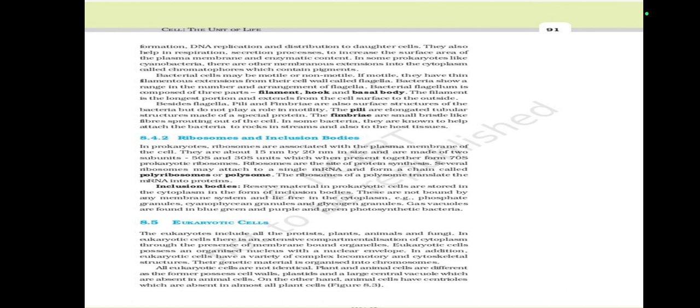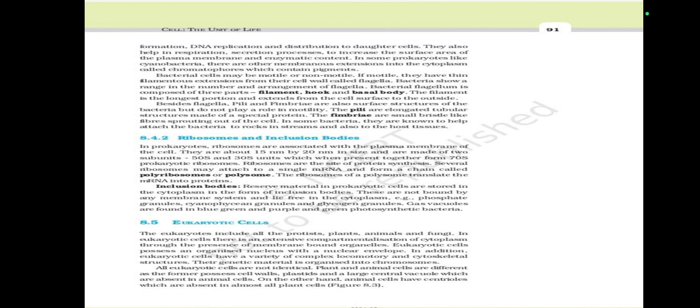to increase the surface area of the plasma membrane and enzymatic content. In some prokaryotes like cyanobacteria, there are other membranous extensions into the cytoplasm called chromatophores, which contain pigments. Bacterial cells may be motile or non-motile.